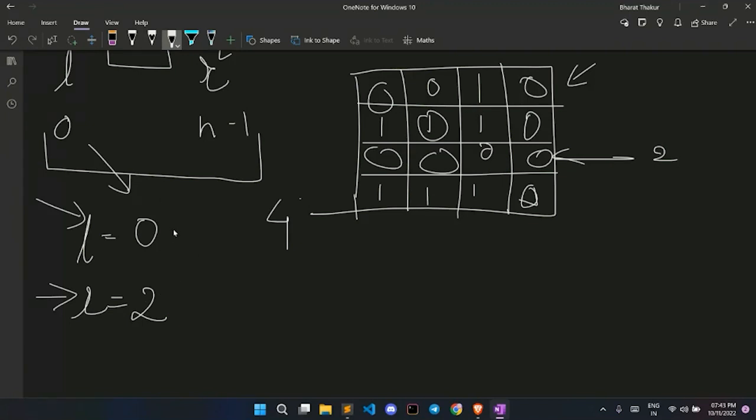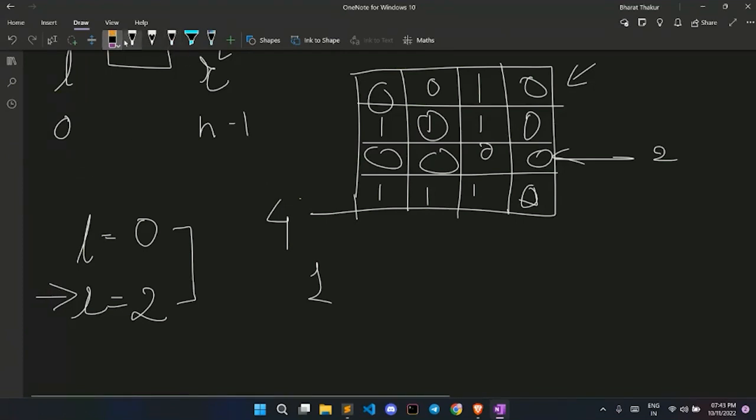And now we will again check for 0 comma 2. For 0 comma 2, the value is 1. That means this person knows who the Rth person is. So if this person knows who the Rth person is, this person cannot be the celebrity. And if he cannot be the celebrity, we will remove him from our celebrity list. So we will increase the value of L. So now 1 comma 2. Now we will check for 1 comma 2.